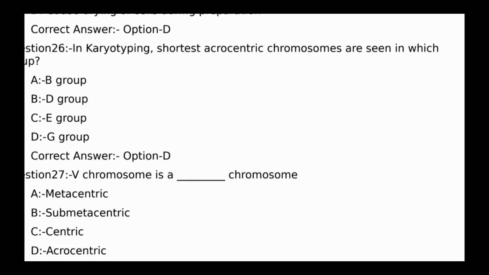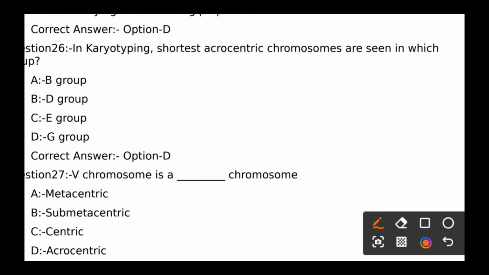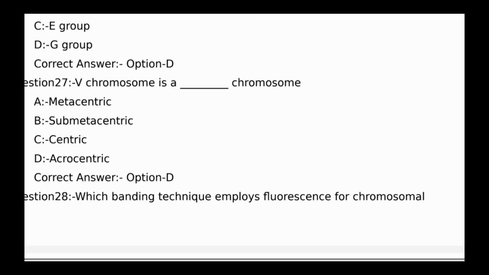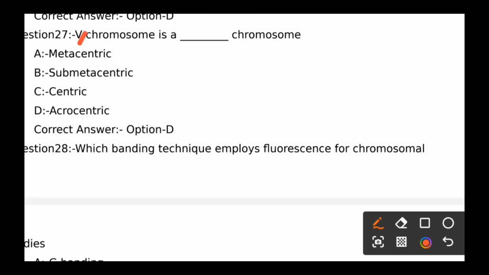Next question. In karyotyping, shortest acrocentric chromosome are seen in which group? Option A, B group, option B, D group, option C, E group, option D, G group. The shortest acrocentric chromosome. The right answer is option B, D group. Next question. Y chromosome is a dash chromosome. Option A metacentric, option B submetacentric, option C centric, option D acrocentric. The right answer is option D, acrocentric.